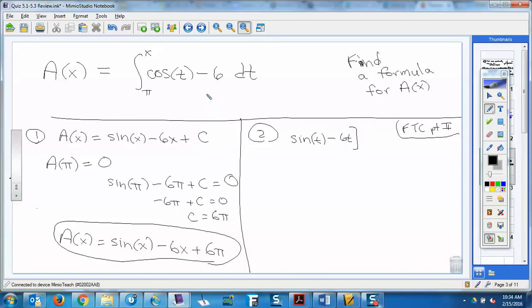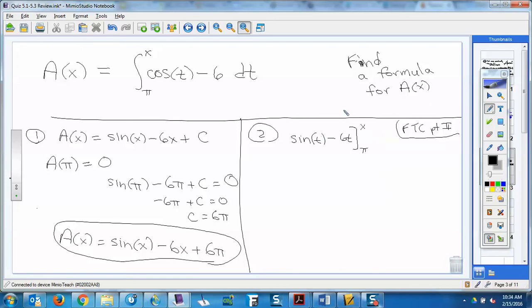You see what I mean? Just like I did the 0 and 2, now I could do the pi and the x. And you notice I didn't put a plus c. Why not put a plus c? Because they're going to subtract out, right? I'm just doing that fundamental theorem part 2. So now what do we do? We put an x in for the t.